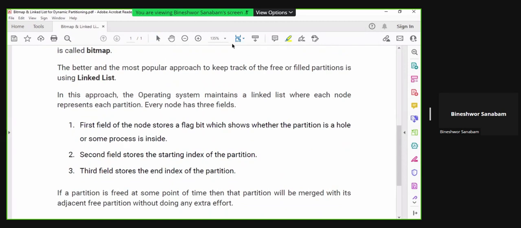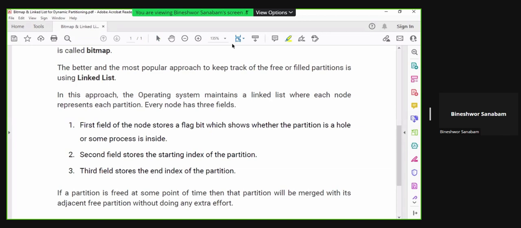We are going to have sections where we are going to store information. So we have the bitmap data structure, and then we have this other one, the linked list. The linked list is the better and the most popular approach to keep track of all the free or filled partitions. Everyone knows what a linked list is, so we're just going to store the information in that linked list.